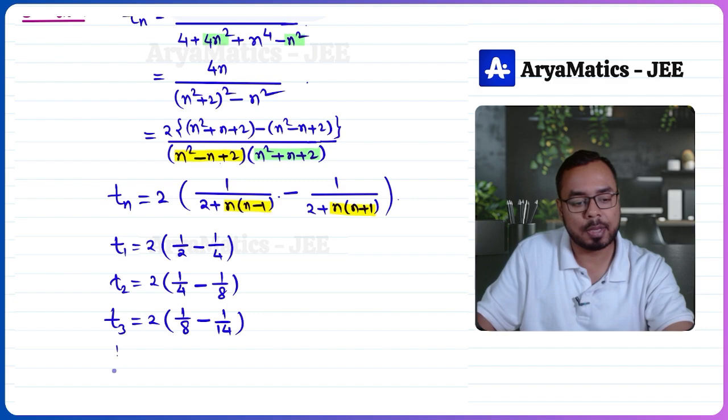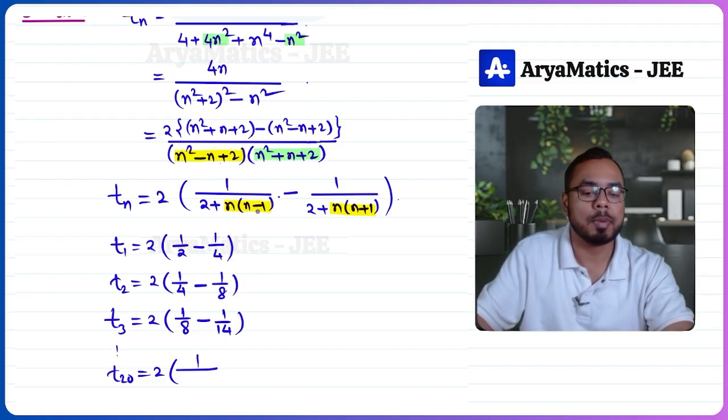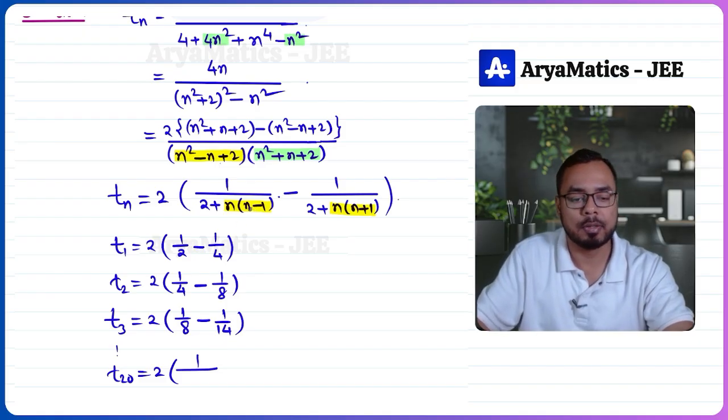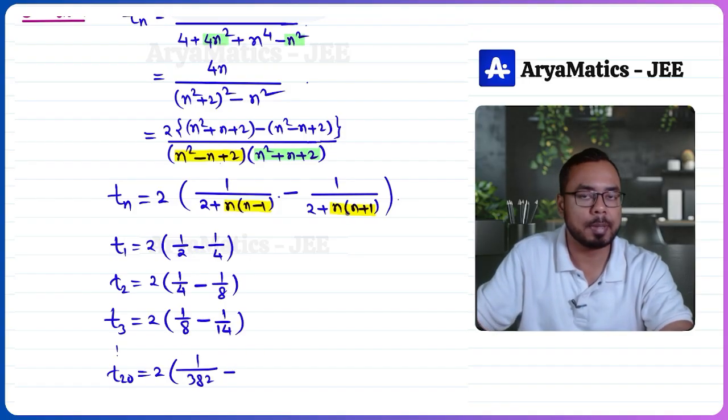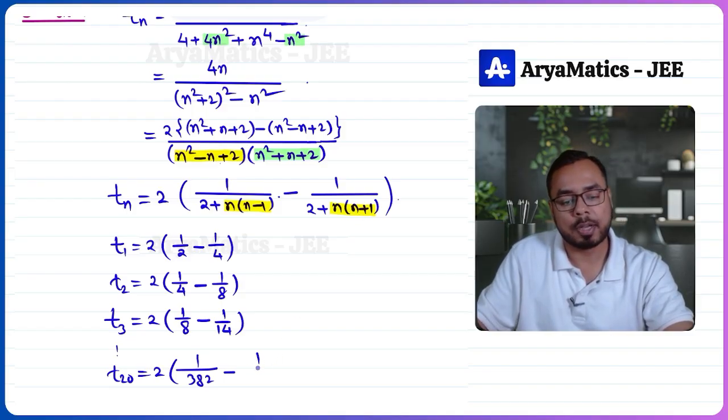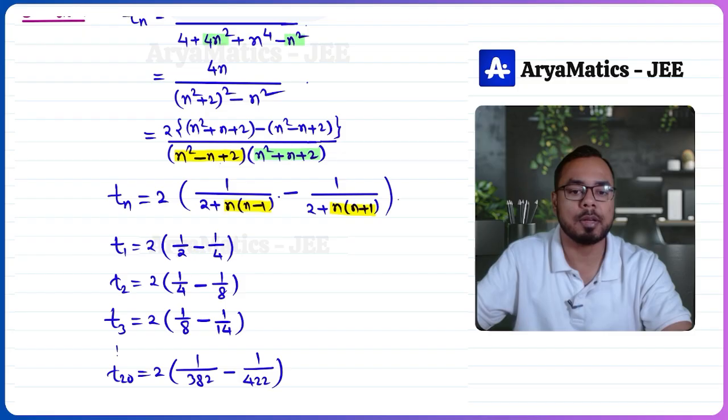And in this manner, if I write the 20th term, this will be twice of 1 by, and then 20 into 19, so that will be 380 plus 2, that is 382, minus, in place of n if I write 20, then we have 20 into 21, so that will be 420 plus 2, 422. So these are the expressions for T1, T2 and so on.